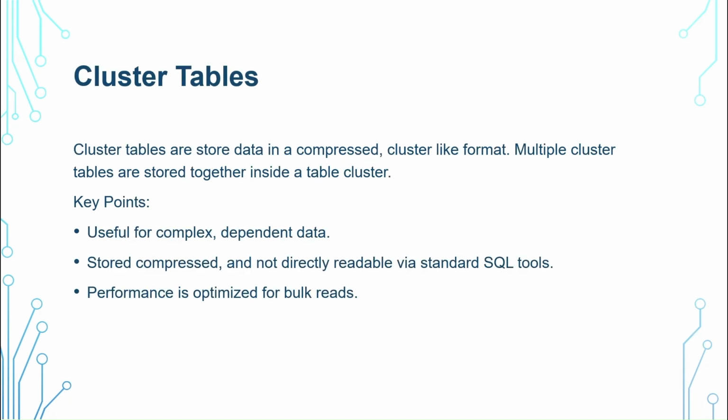Cluster tables. Table clusters are a special table type in ABAP Dictionary. The data from several different tables can be stored together in a table cluster. Cluster tables store data in a compressed cluster-like format. Multiple cluster tables are stored together inside a table cluster. Why clustered? To store logically related data together to save space and speed up access when reading data in one go. This type of storage improves performance for large data sets.